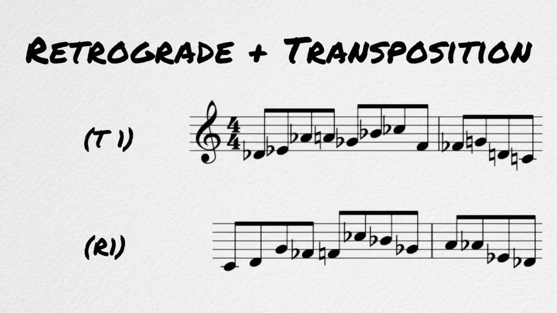The retrograde can also be combined with our transposition, like so. Remember, our T1 row was... and if we want to retrograde that row, we would get... This row would be labeled R1.